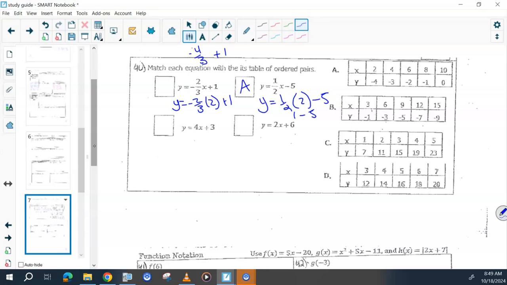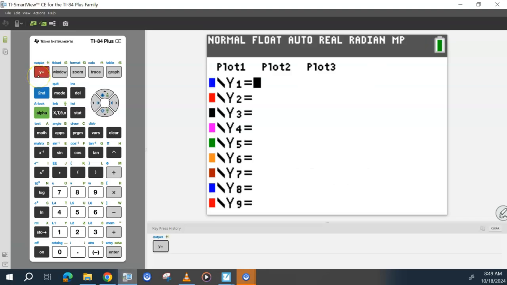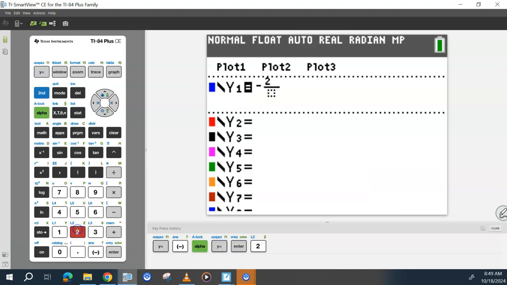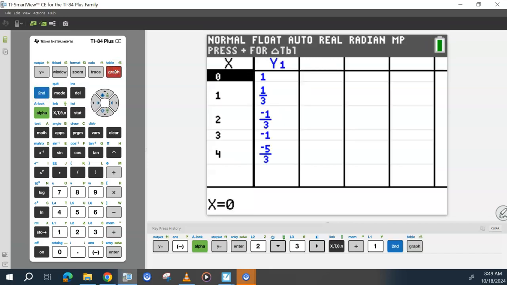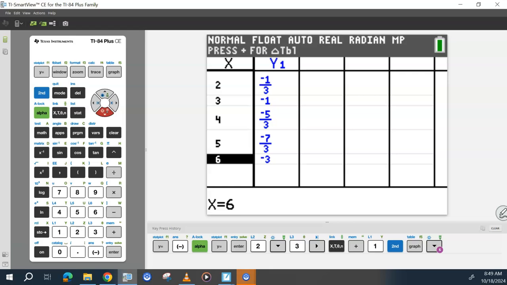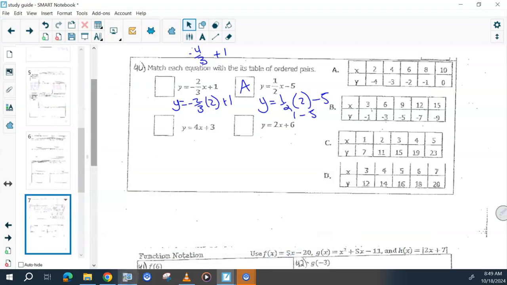I could also put this in the calculator. So in your y equals, put that first equation in. And then I'm going to go into the table, second graph. And let's say I think B might be my answer. If I look at the x values, when x is 3, y is negative 1, that seems to work. I'll just check one more. When x is 6, y is negative 3. So B is the answer to that first one.